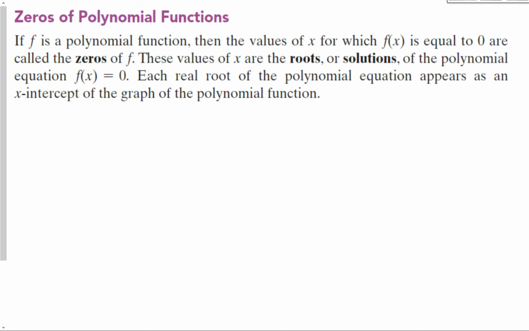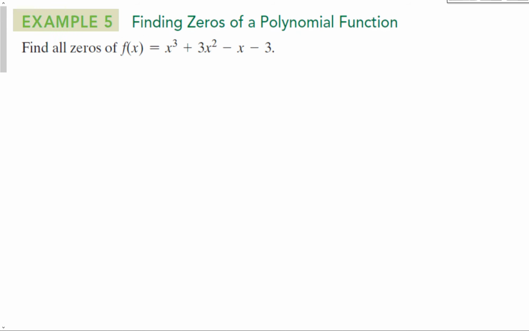So the values for which f of x is equal to 0 are called the zeros. The answers are called the roots. Means the same thing in essence, right? All we're trying to do is find the places where the graph crosses the x-axis, right? So we are looking for x-intercepts of the graph. So how do we find the zeros? The easiest way is to try to factor it.